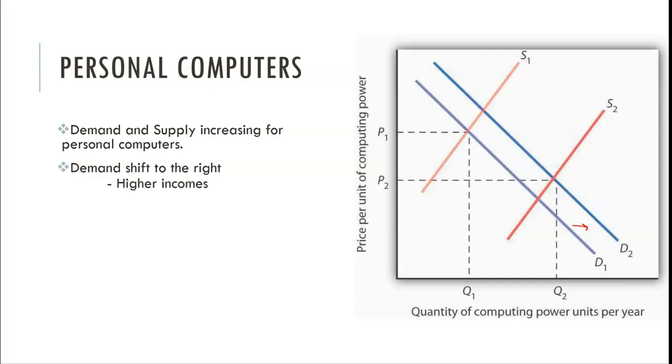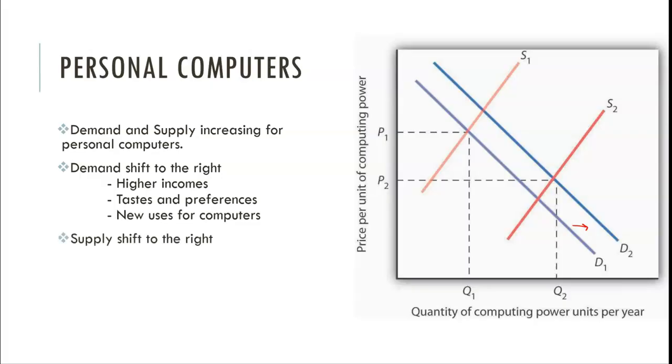Sometimes this is happening because of higher incomes. People are making more money, so demand is increasing for computers. Or tastes and preferences are changing. People just like computers more. There's more stuff that we need to do now with computers than when they first came out. There's so many new uses. We use it for work, we use it for photos, for email, lots of different activities that just didn't exist before. So the demand for computers is increasing.